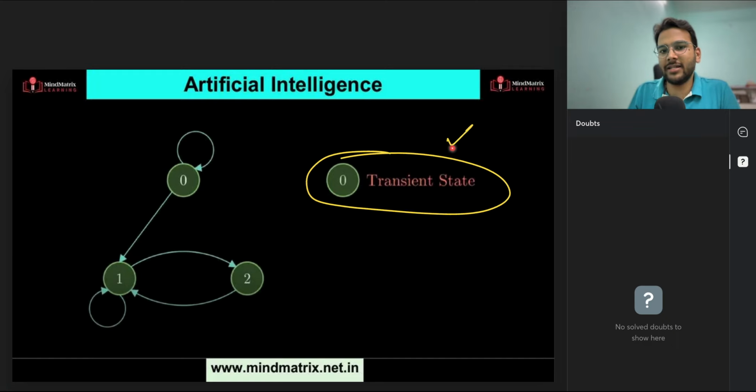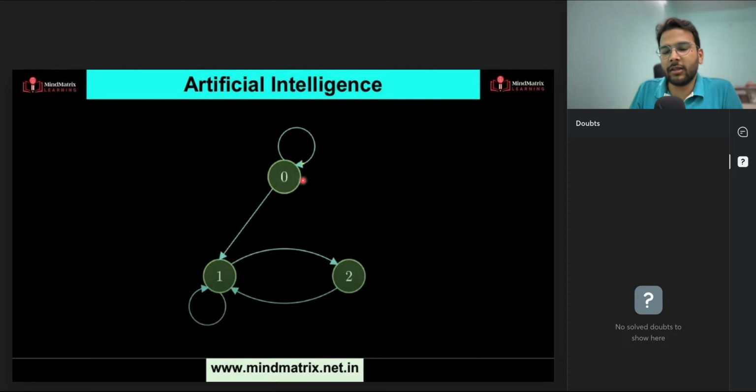So what is a transient state? In a formal way, we can say that the probability of reaching back to the 0 state is less than 1. Let's say if I start from 0, there is one possible way that I can reach 0 through this way, right? I can go back to 0. But if I follow this path, if I follow this random walk, in that case I cannot go back to this.